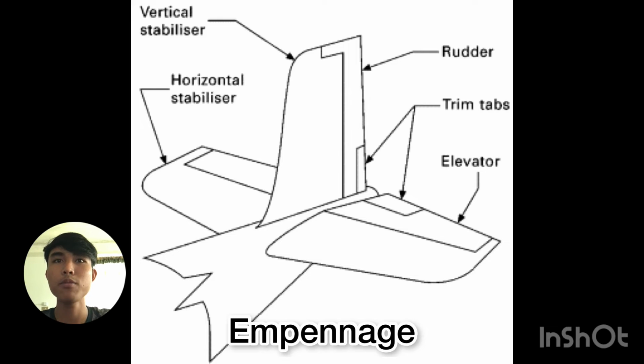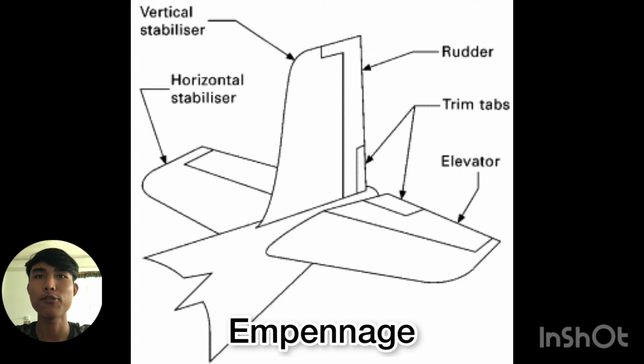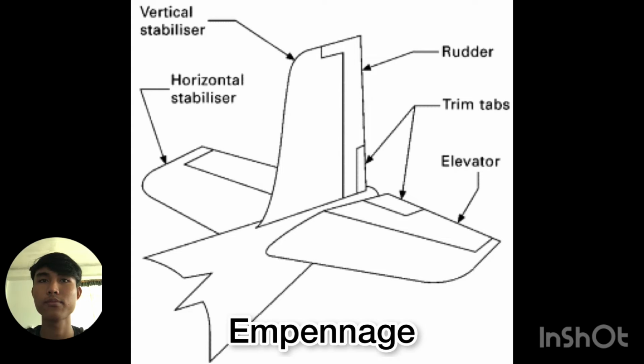Empennage. The empennage includes the entire tail group and consists of fixed surfaces such as the vertical stabilizer and the horizontal stabilizer. The movable surfaces include the rudder, the elevator, and one more, trim tabs. Rudder: attached to the back of the vertical stabilizer. During flight, it is used to move the airplane nose left and right.